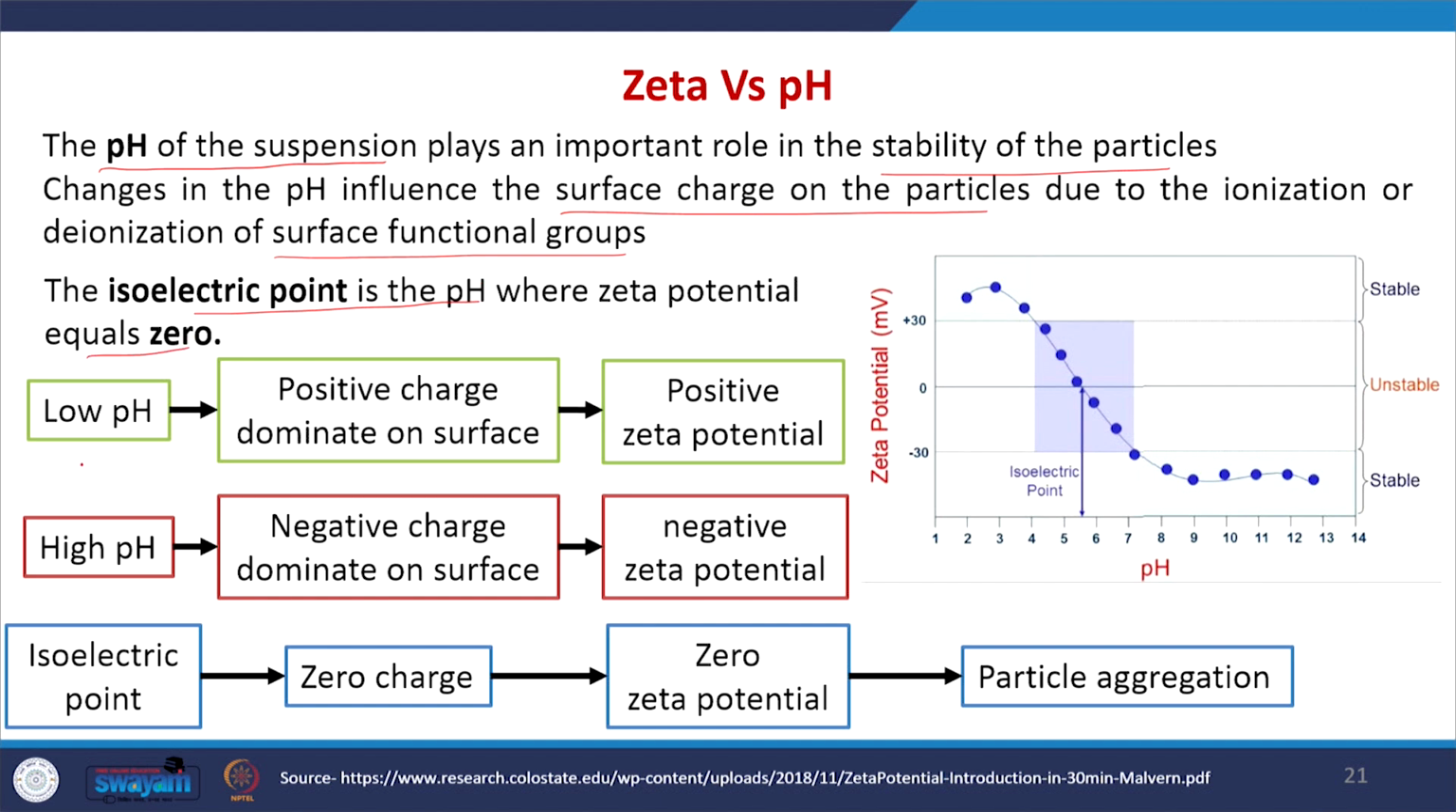If you have a low pH, that means positive charge dominates on the surface, and you get a positive zeta potential. If you are using a high pH, negative charge dominates on the surface, and you will get a negative zeta potential. At the isoelectric point, you have zero charge. So, due to zero charge, you get zero zeta potential, which leads to particle aggregation.